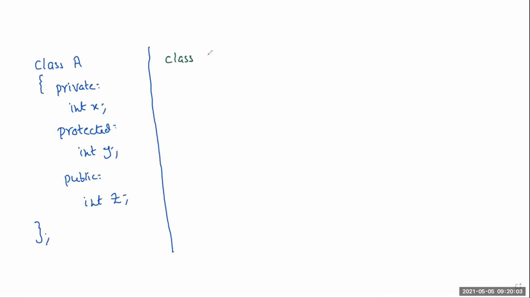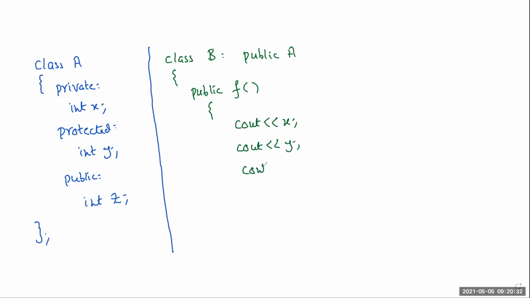Okay, now we write class B, public A. Okay, and in this I just make a function, so I write public, say F, and within this function I'll try to access cout X, cout Y, and cout Z. Okay, now maybe let's discuss.